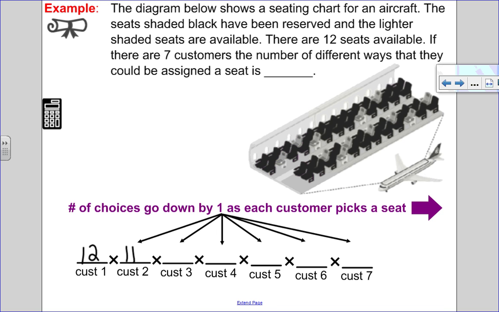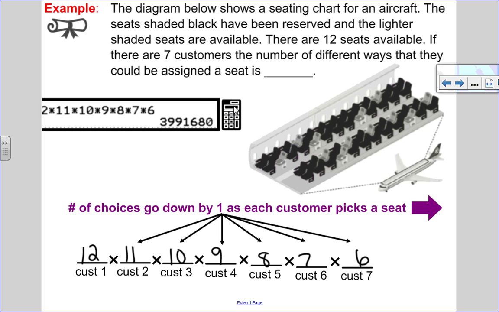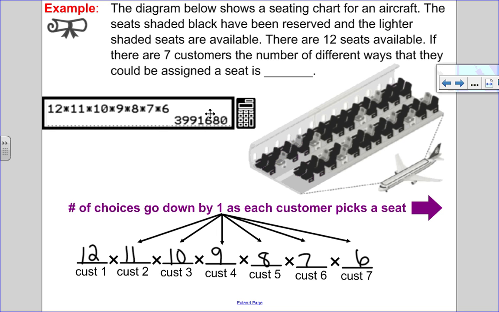And you can see I've written a note there. The number of choices are going to go down by 1 as each customer picks their seat. So customer 3 has a choice of 10 seats because the other 2 customers chose their seat, and then 9, 8, 7, and 6. So to find out the number of ways that I could assign the seats, I just multiply those together, and I get that there are 3,991,680 different seat selections for 7 customers choosing 12 seats.